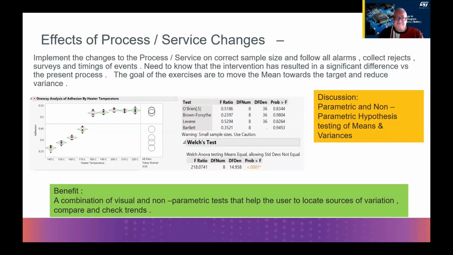The averages are not equal, and in this case, the variance is equal. So basically here, we're changing, for example, the temperature in an experiment, we're checking the adhesion, and we'll see that it saturates above 180 degrees Celsius, okay? So basically, it gives us a good indication also visually that we have the same variance along the way, but we have a step increase, okay?